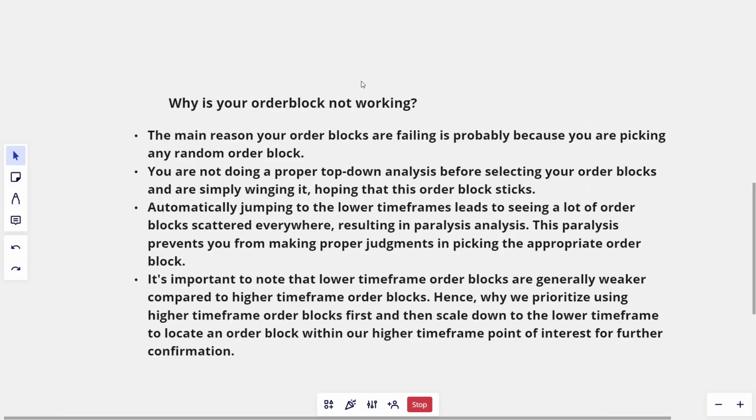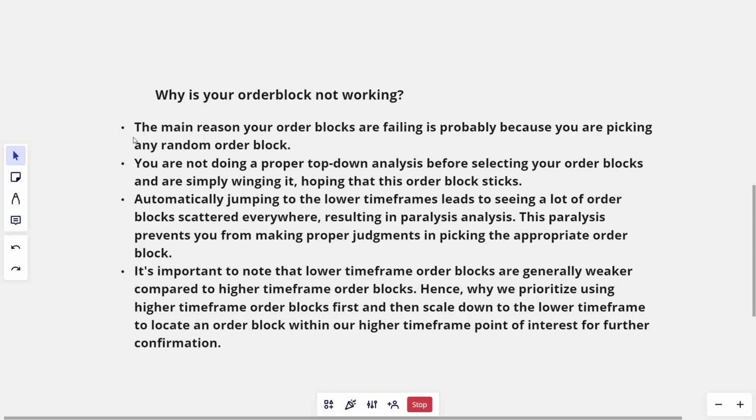So first, we have to see why your order block is not working. The main reason your order blocks are failing is probably because you are picking any random order block. You are not doing a proper top-down analysis before selecting your order blocks, or simply winging it, hoping that this order block sticks. For us to pick a proper order block, a proper point of interest to enter on, we have to do a proper top-down analysis.